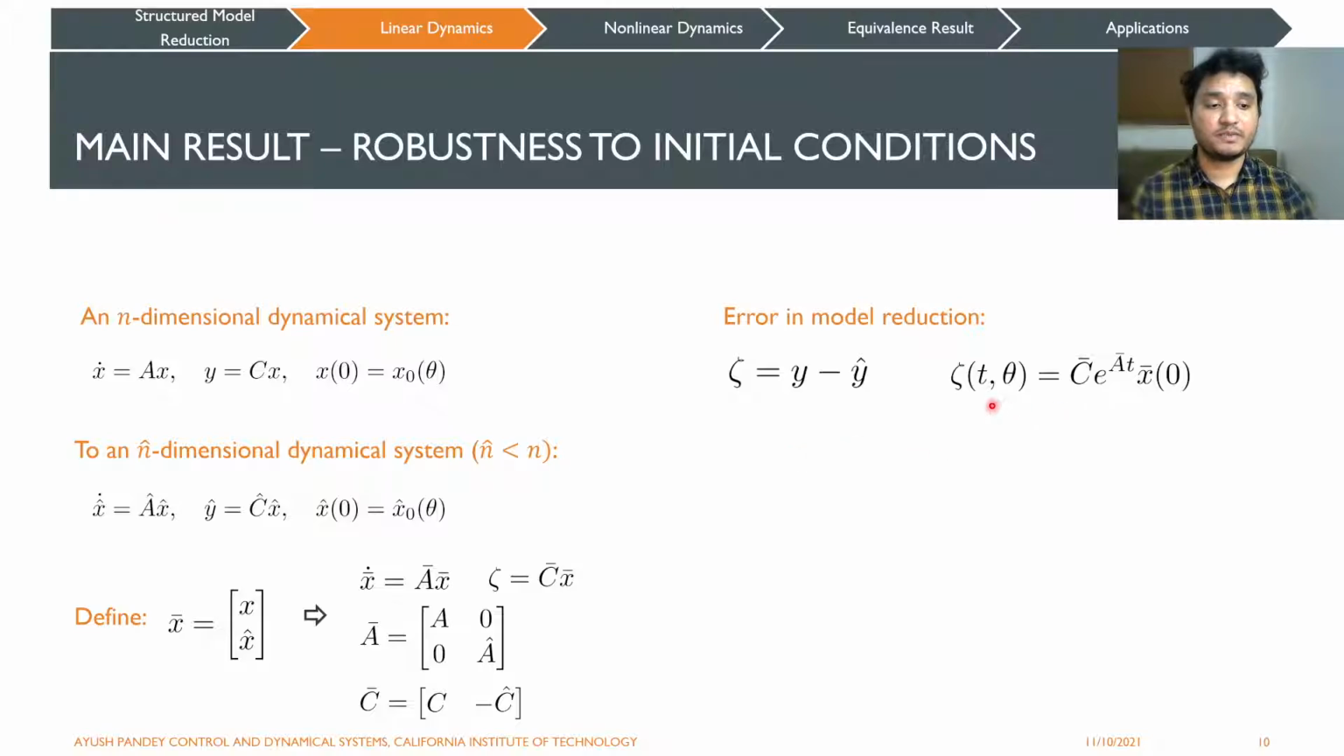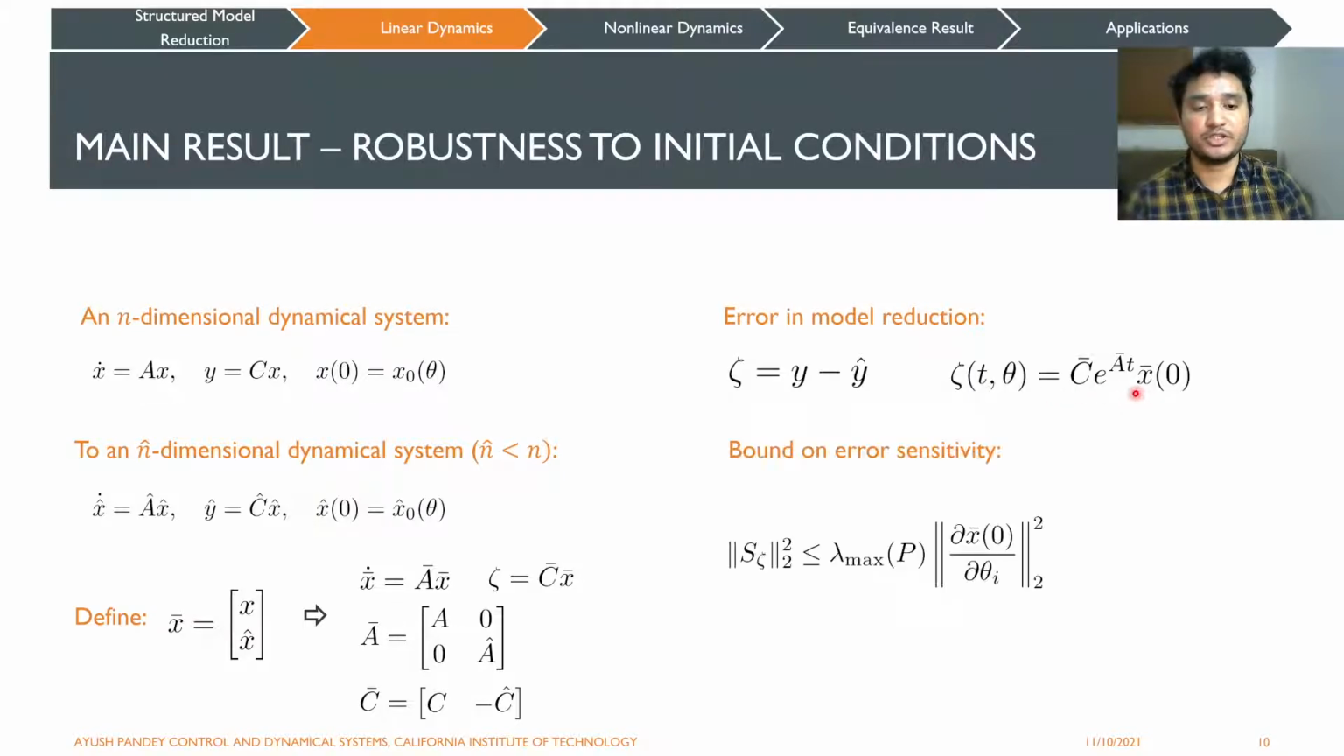So for linear systems, we have the explicit relation for the error in model reduction by using the matrix exponential. And for this case, where the matrix A is not dependent on parameters, we get a simple bound on S zeta norm, which is given by the maximum eigenvalue of the Lyapunov matrix P times the change in initial condition with respect to parameters. So this is pretty intuitive and a simple bound that is easy to compute.